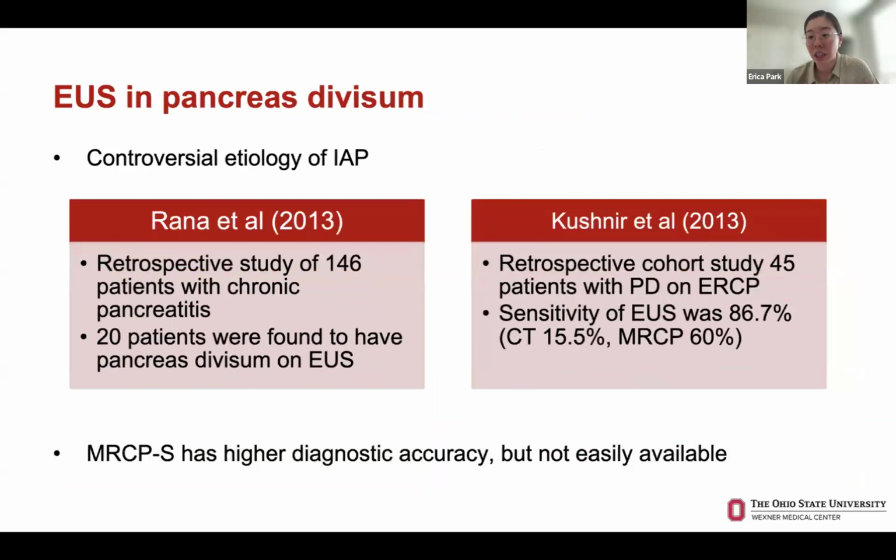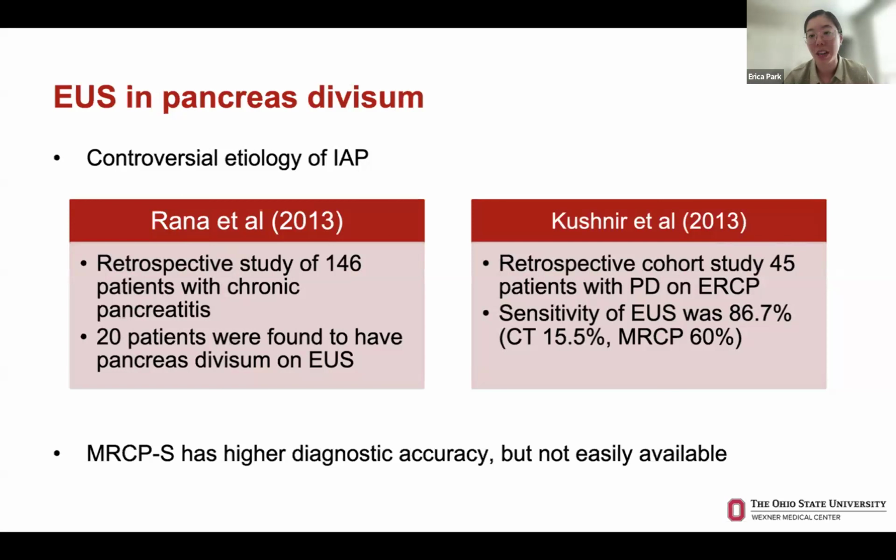Chronic pancreatitis is a controversial etiology of idiopathic acute pancreatitis, and various studies have assessed the role of EUS as a potential substitute for ERCP, which is, I think, how a lot of people traditionally are diagnosing it. In a retrospective study of 146 patients, these patients all had chronic pancreatitis. 20 of them were found to have pancreatitis on EUS. There are two features specifically on EUS. In retrospect, I should have put in a slide of what it looks like on the ultrasound, but there are two features.